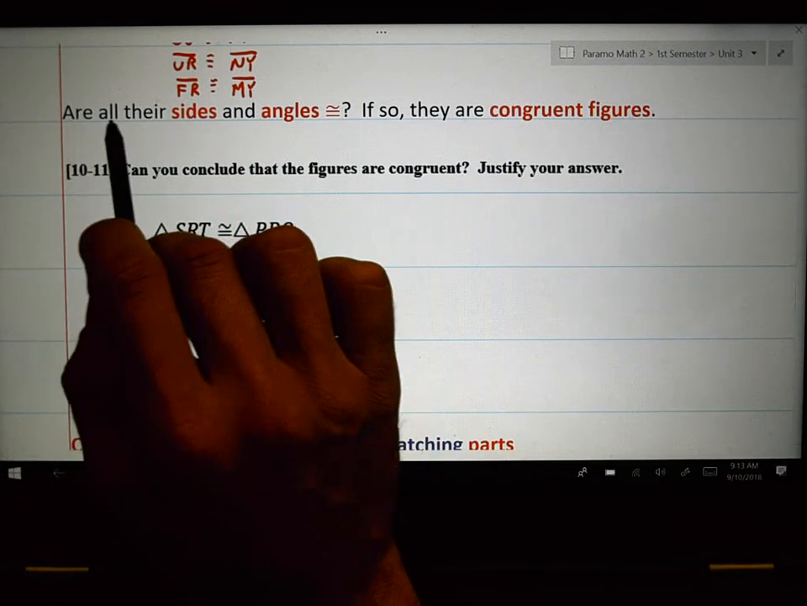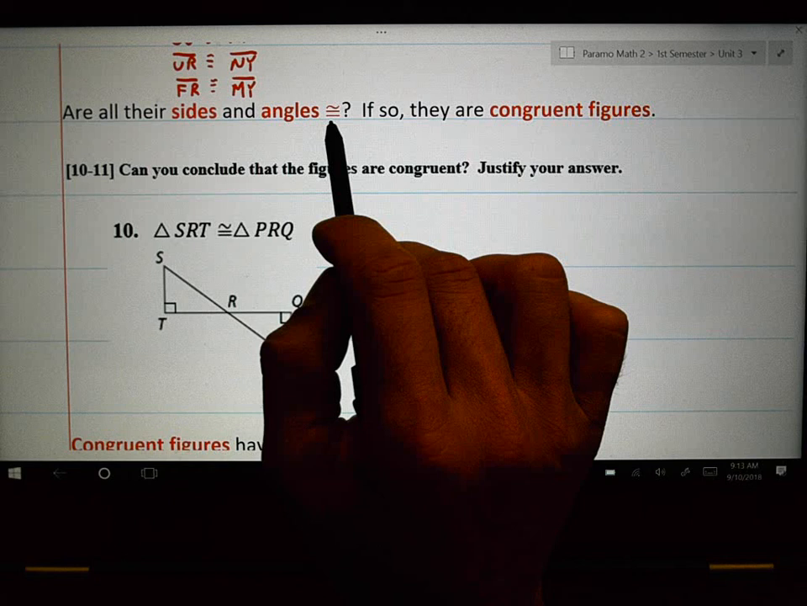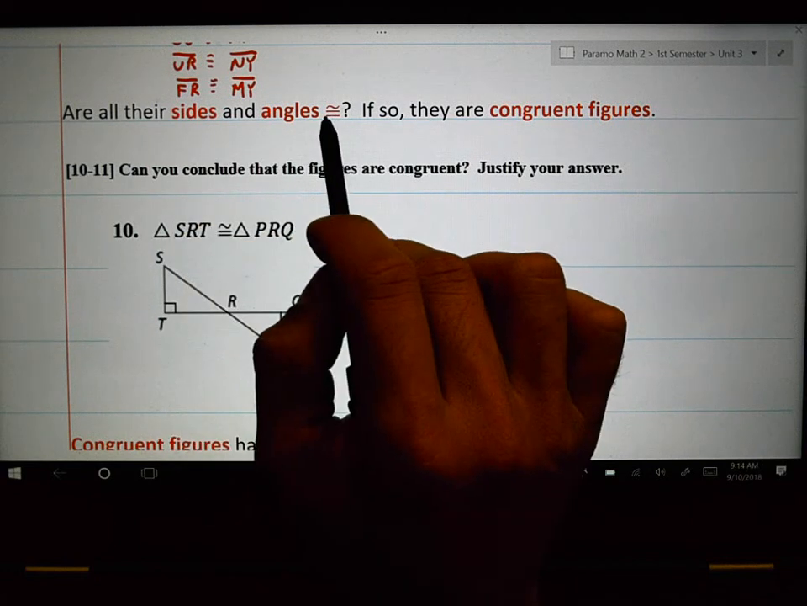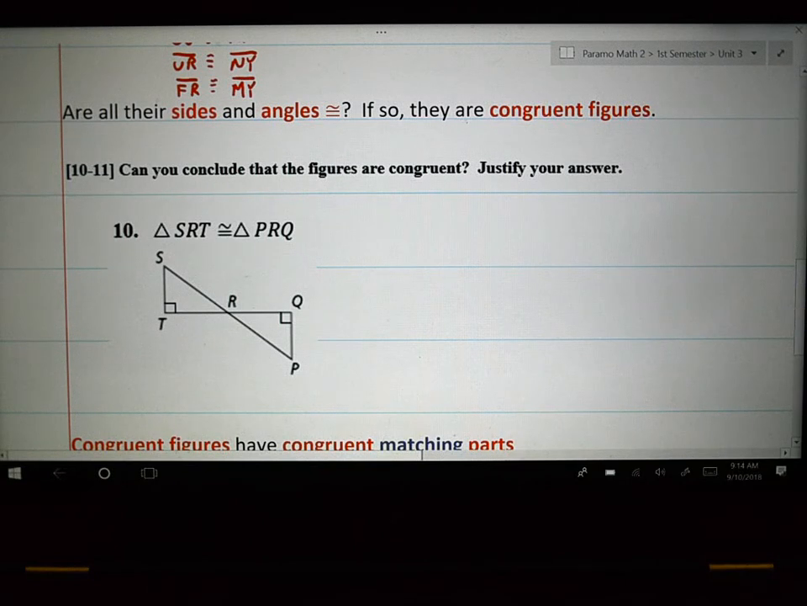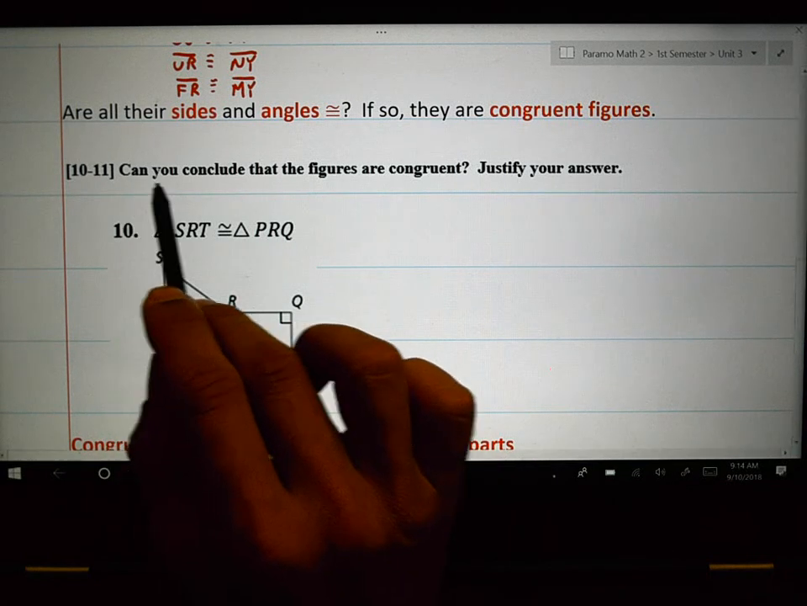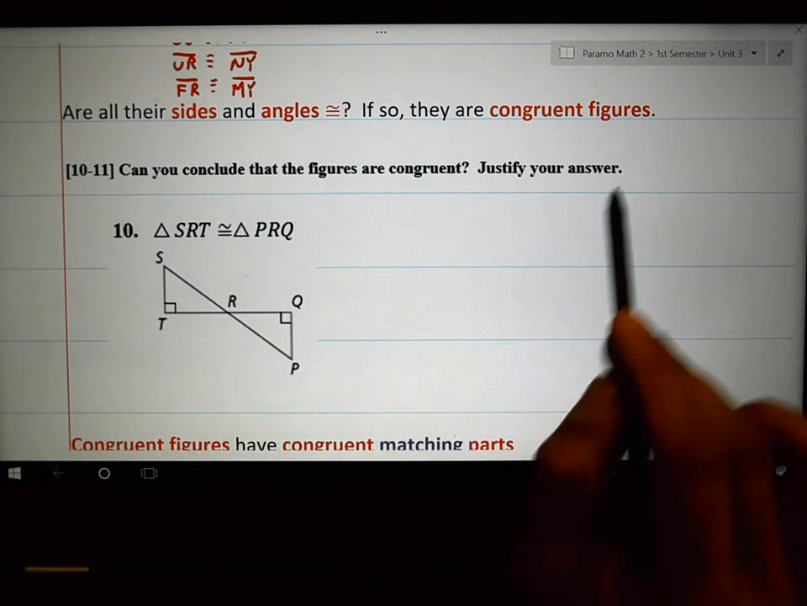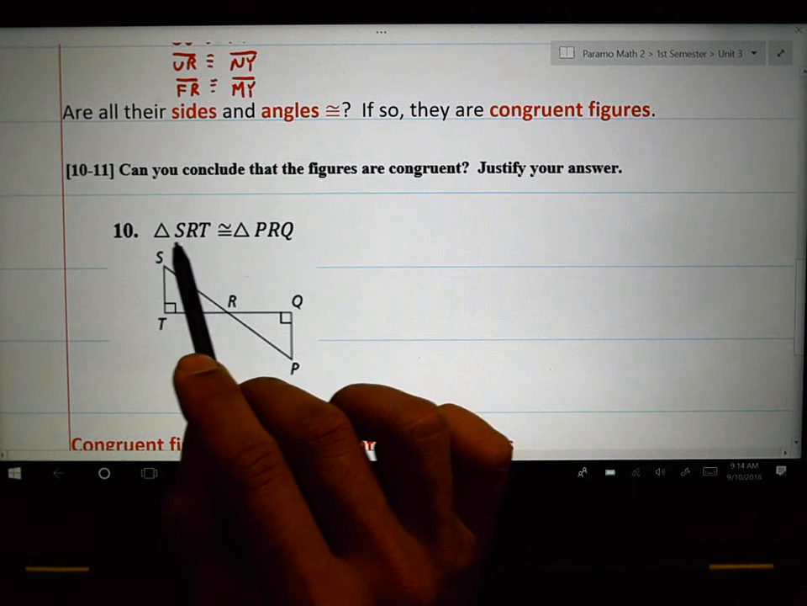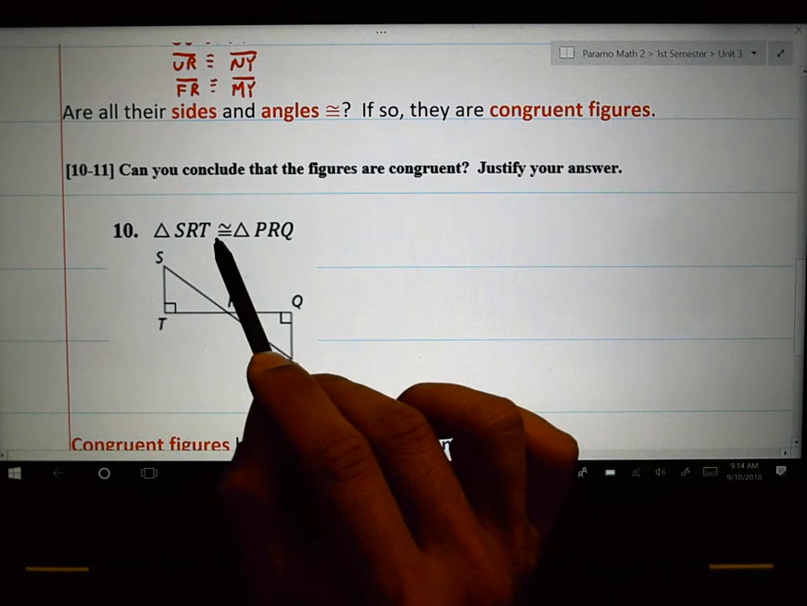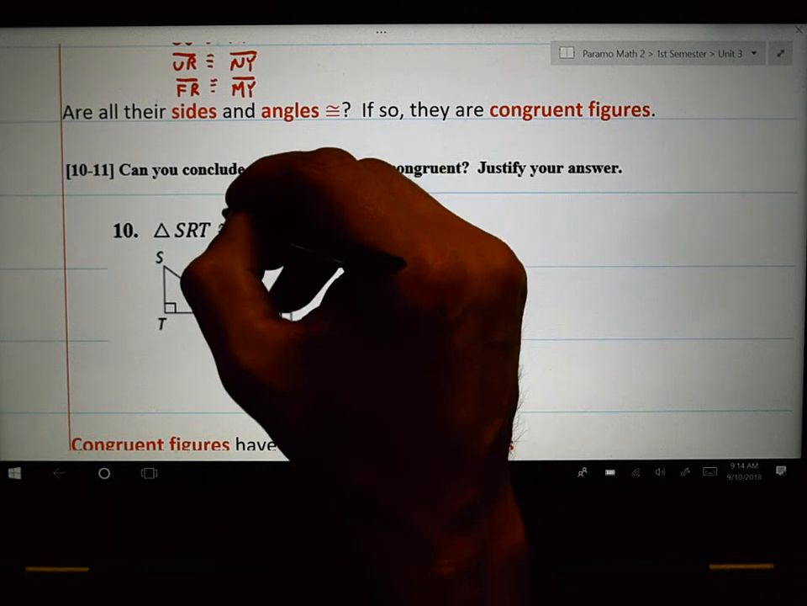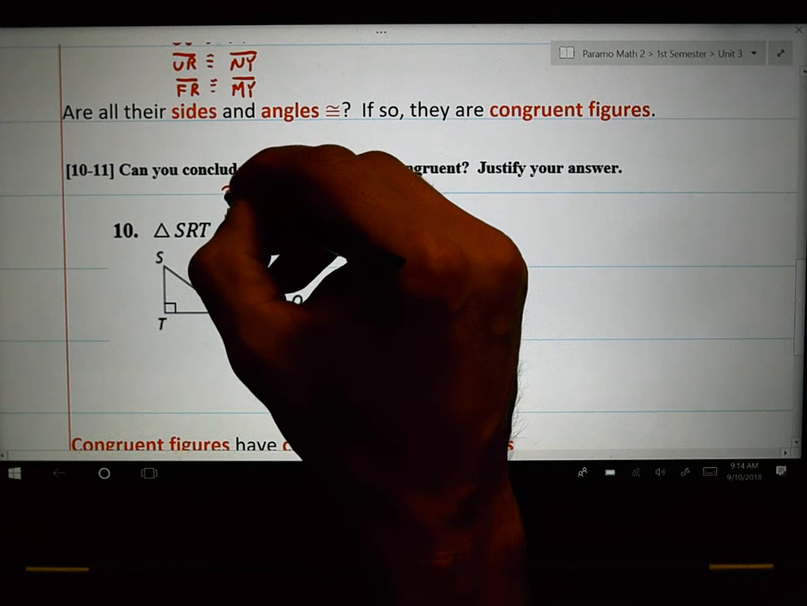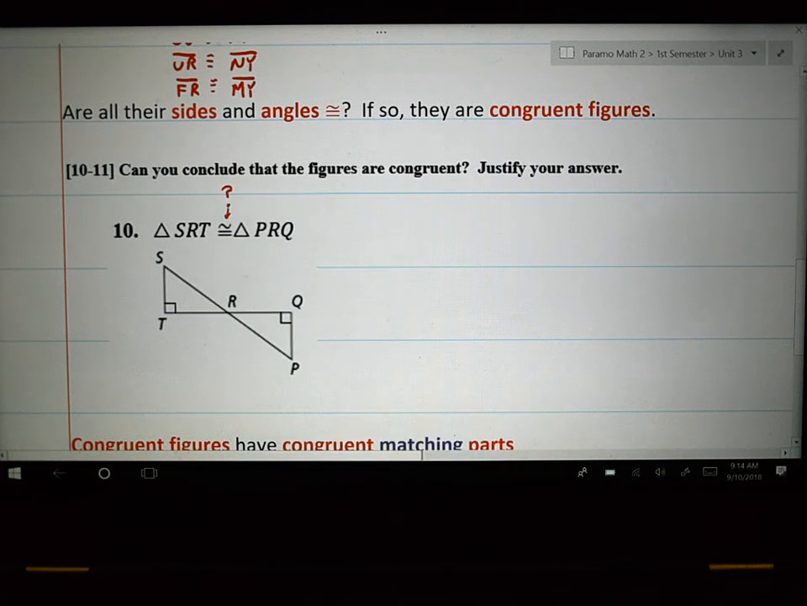Are all their sides and angles congruent? If their angles are congruent, if their sides are congruent, then they are congruent figures. You're going to have to determine on some of these problems on this worksheet, are these 2 objects congruent? Can you conclude that the figures are congruent? Justify your answer. Is this triangle SRT congruent to triangle PRQ? Do not assume that they're congruent. This should be considered a question mark. Are they congruent?